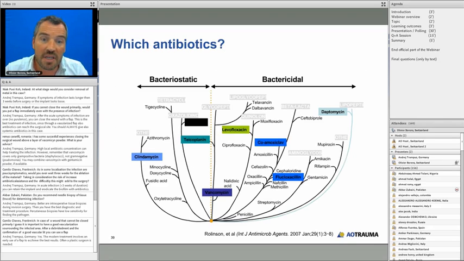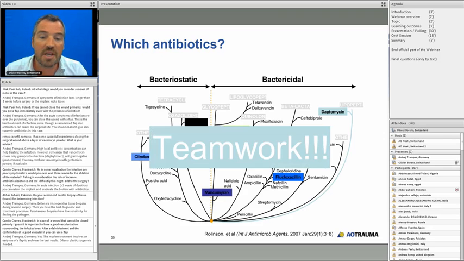Antibiotics, very important. As you can see, these antibiotics are rather difficult to pronounce and to read, and there are many of them. Some are bacteriostatic, some are bactericidal. Please do not hesitate to contact an ID specialist. Teamwork is very important because they need to help you. Systemic antibiotics are very good.